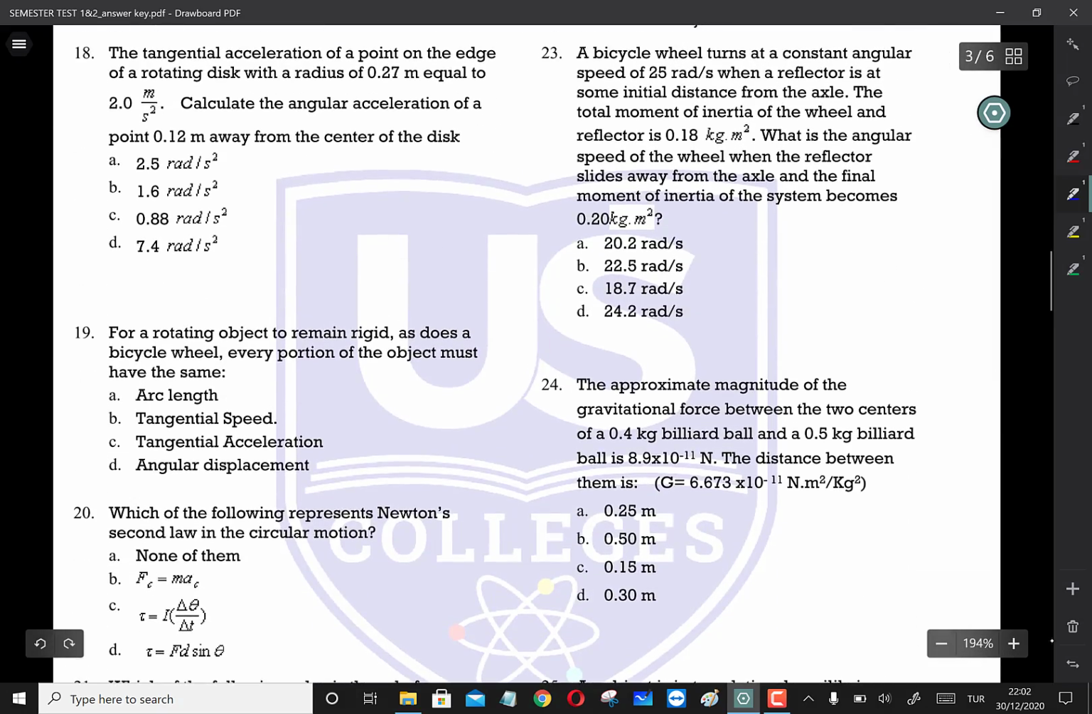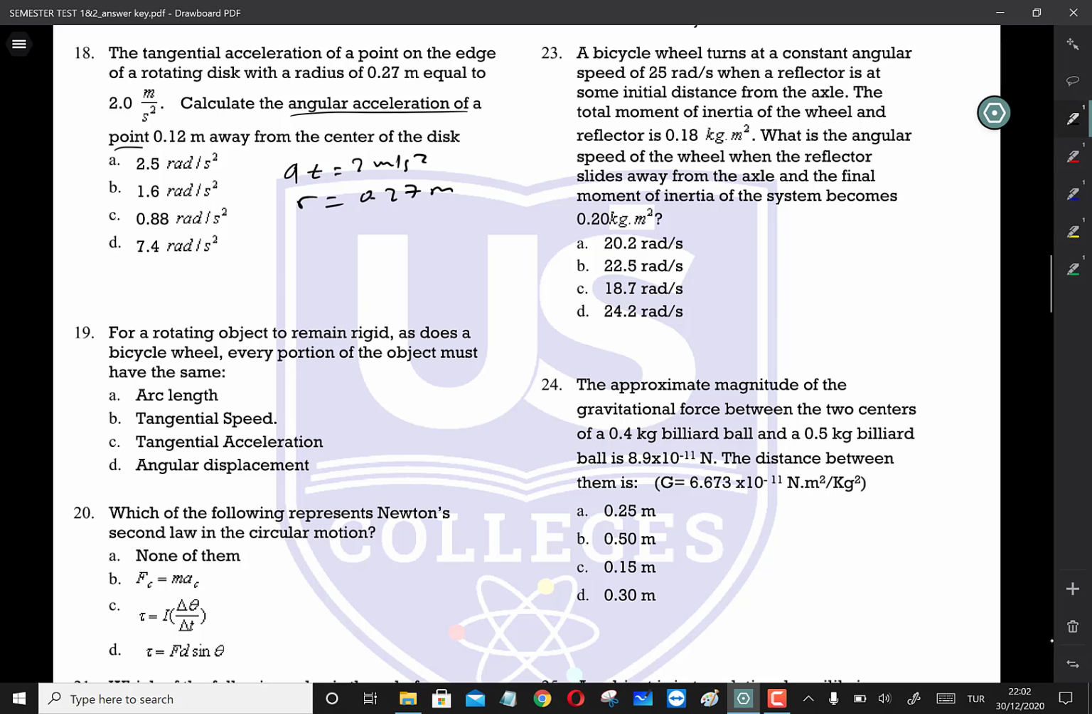Question number 18. The tangential acceleration of a point on the edge of a rotating disk with a radius of 0.27 meter equals 2 meter per second squared. Pardon, AT is tangential acceleration, not VT. Tangential acceleration is 2 meter per second squared. Radius is 0.27 meters. Calculate the angular acceleration of a point 0.12 meter away from the center of the disk.